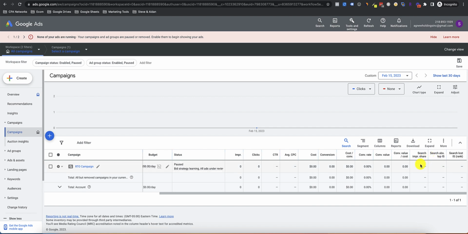And just like with Microsoft, if you are showing up less than 40% of the time, you're probably bidding too low. And if you're showing up more than 60% of the time, you're probably overbidding. That's not a rule. That's just a general guideline, all right? And we'll talk about optimizing again in an upcoming video.